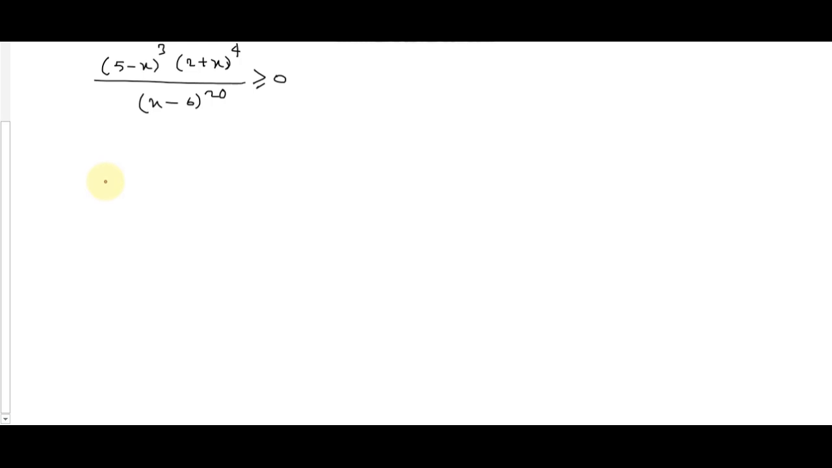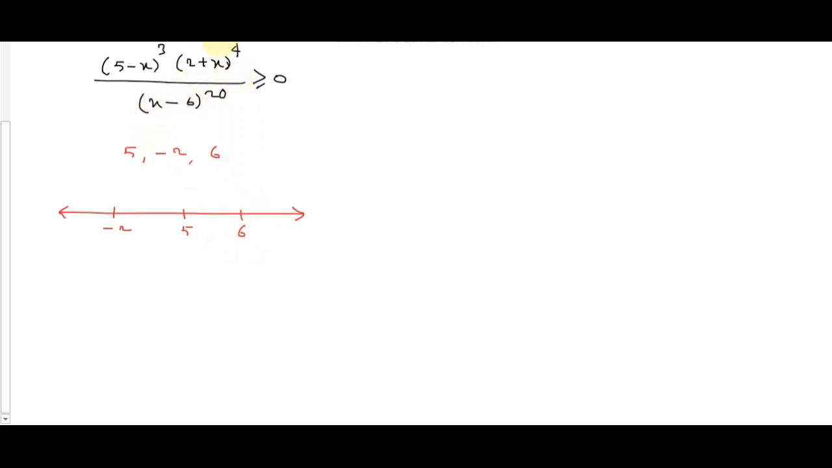Now students, let's try this question. We have to find the values of x that will satisfy this inequation. For this we have to find critical points. So we will equate each factor to 0 to get the critical points. So we will get critical points as 5, then minus 2, then 6. We will plot all these critical points on the number line. That will start from minus 2, then we will have here 5, then at last we will have here 6.